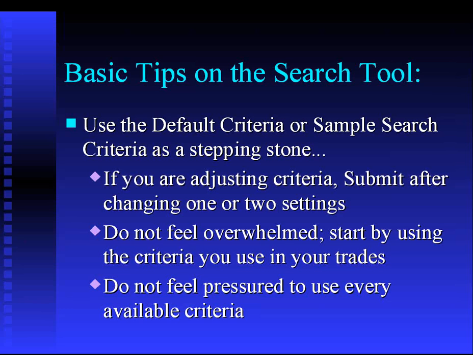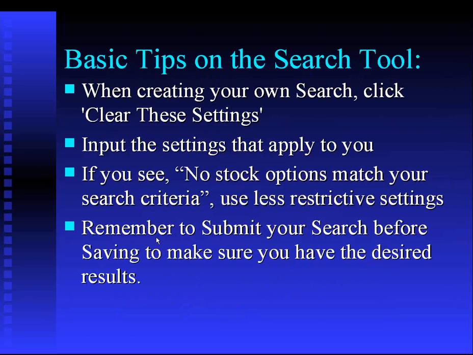Don't be overwhelmed. Start by using the criteria that you use in your own trades. What do you look for in a stock that you would purchase? Even if it's just something as simple as, hey, it has to be in this stock price, I have to have a minimum average stock volume, and I want to be in an uptrend. Even just those three. Start with those and then start narrowing it down later. Don't feel pressure to use every available criteria in the fundamentals, the technicals, and so forth. Because if you put everything into all the criteria that's available for the fundamentals, technicals, and options, you wouldn't get any results. It would be too restrictive.